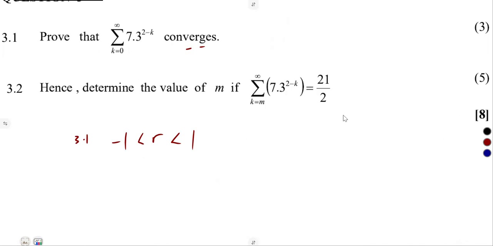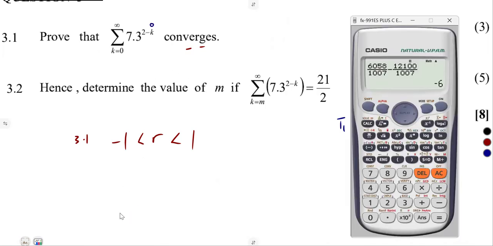For the values of K that we have, T1, when K is 0, in place of K there, you put a 0. So that was going to be 7 times 3 to the exponent of 2 minus 0.